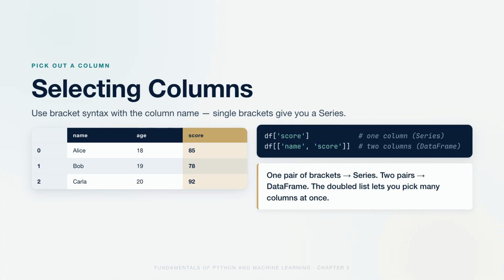This is important in machine learning because we often need to separate the input features from the label. For example, if we are predicting final results, we might use attendance and assignment average as features. The features are the input values. The label is the value we want to predict. Selecting columns is one of the first steps in preparing data for machine learning.